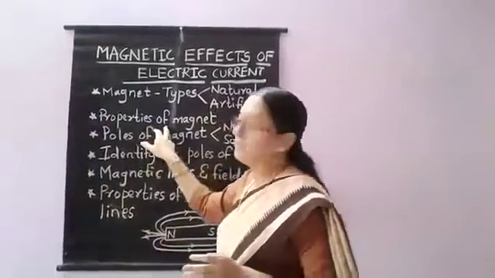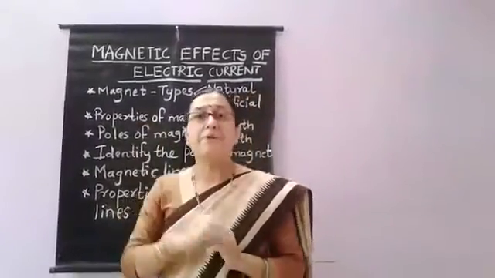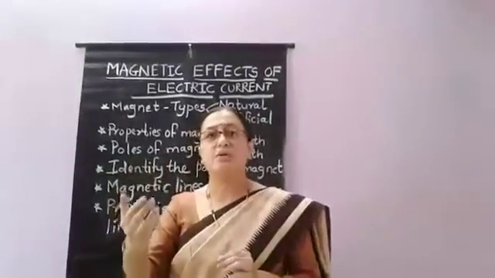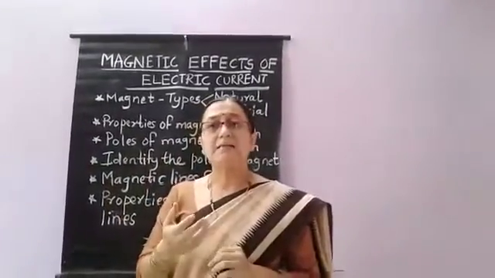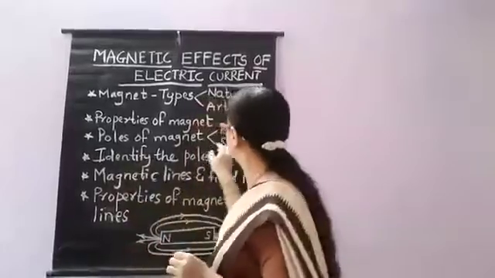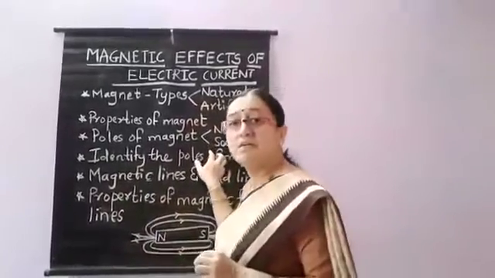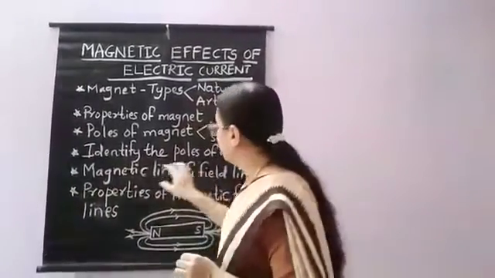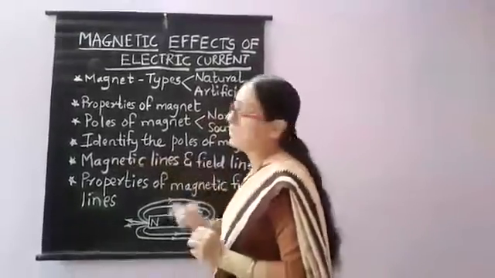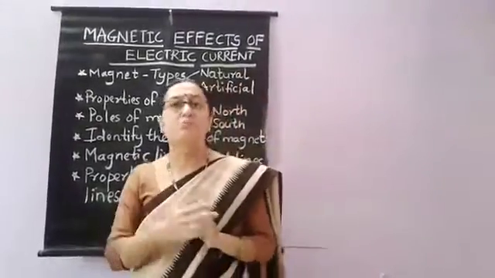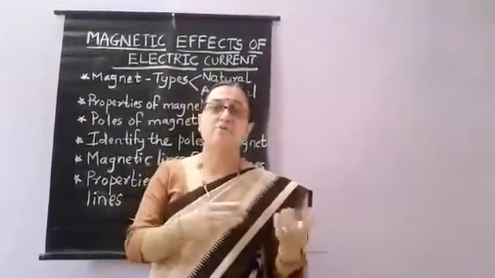What are the properties of a magnet? The main property of a magnet is it gets attracted towards other metals. A magnet has two poles. One is a north pole and another one is a south pole. Then, how to identify the poles of the magnet? When we know that there are two poles, how to identify which is a north pole and which is a south pole?